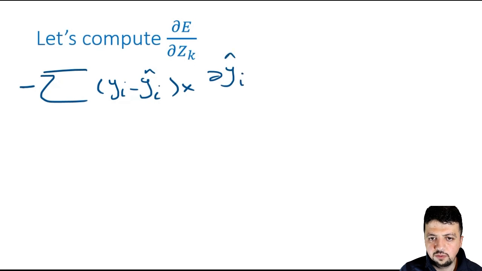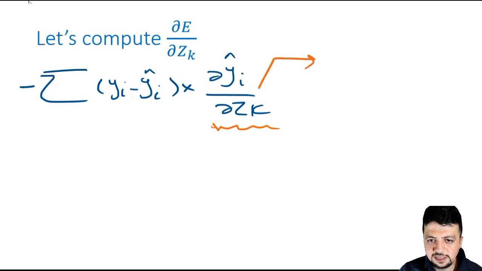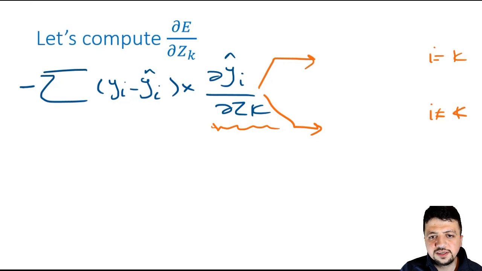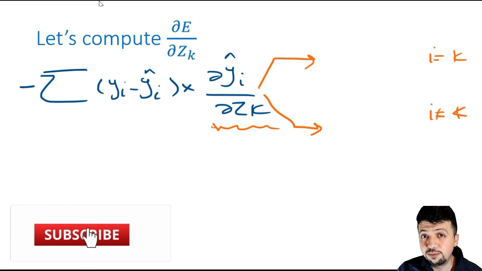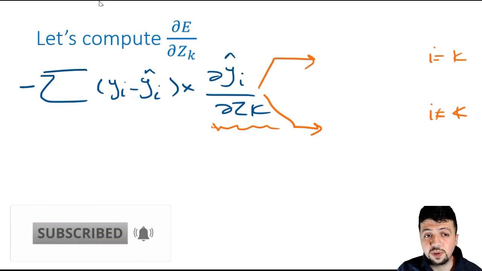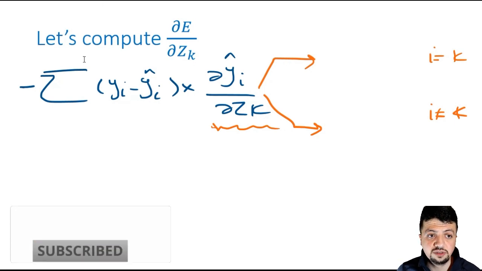Y hat I with respect to a particular activation. Now, let me tell you a story about this guy. Two things can happen. Either I is equal to k, or I is not equal to k. Meaning that you are either taking the derivative of a y with respect to its corresponding pre-activation or with respect to some independent activation, pre-activation.